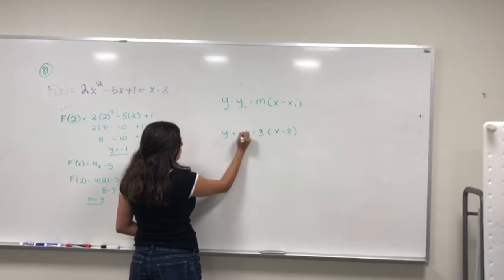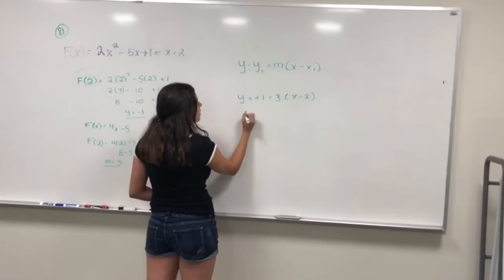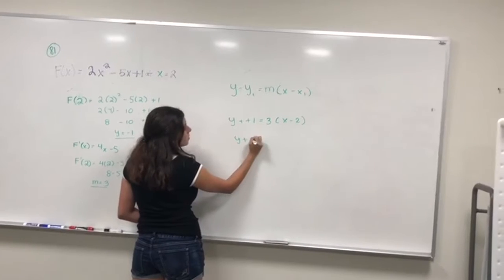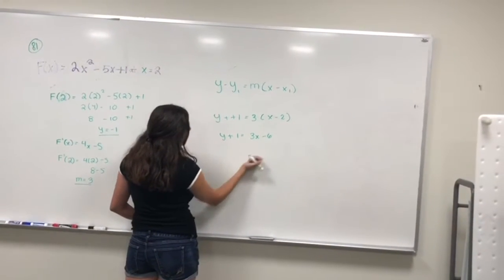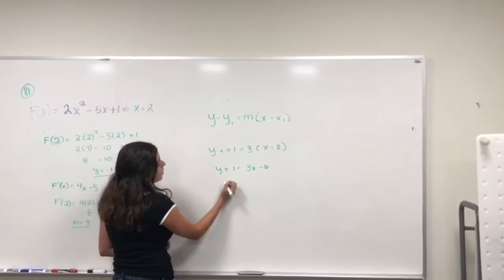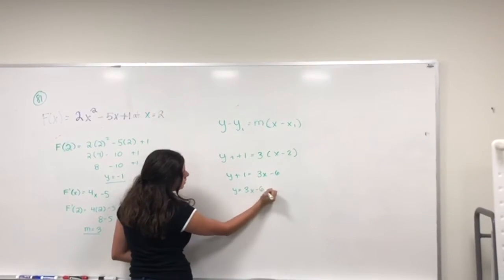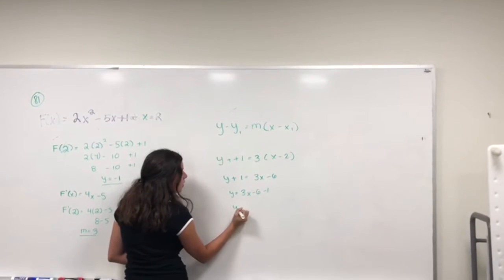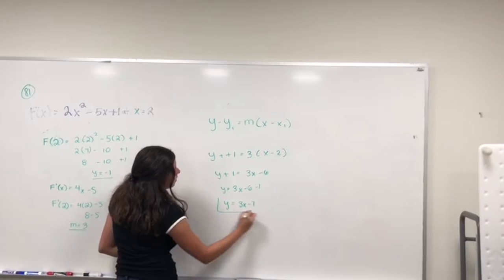So this one turns positive, and then you do FOIL. So it's y plus 1 equals 3x minus 6. And you just pass this one over there, so it's y equals 3x minus 6 minus 1, and that is y equals 3x minus 7. And that is the answer.